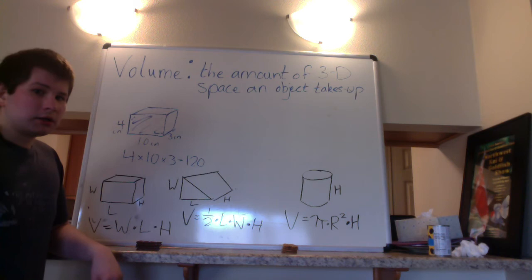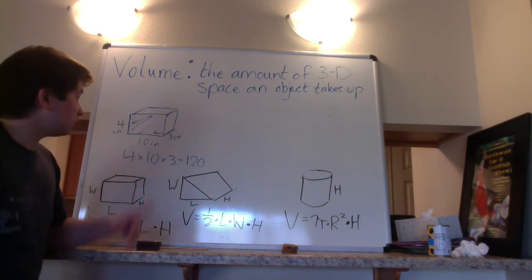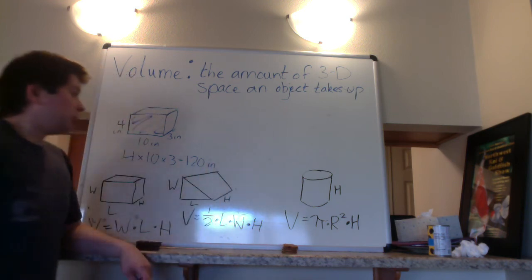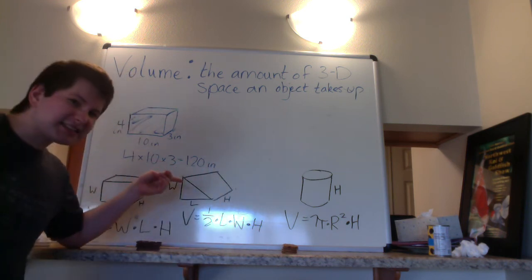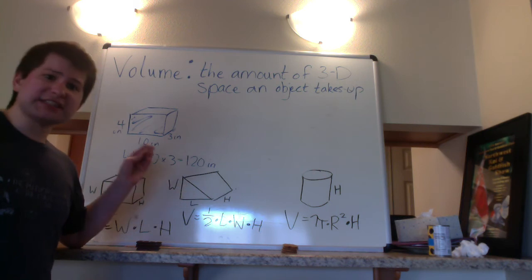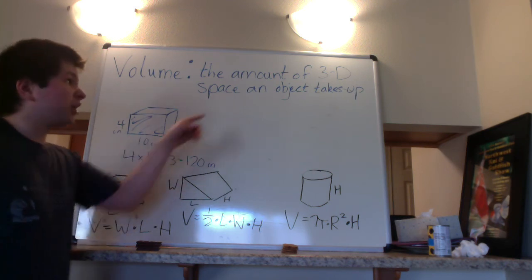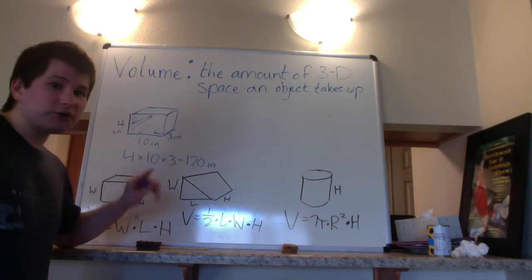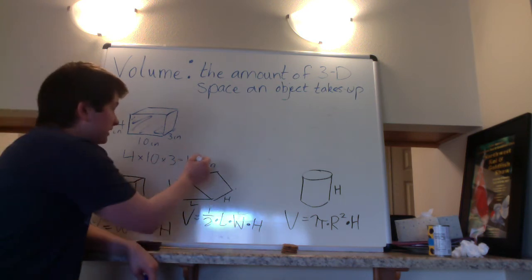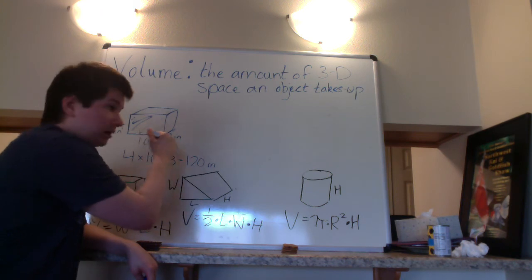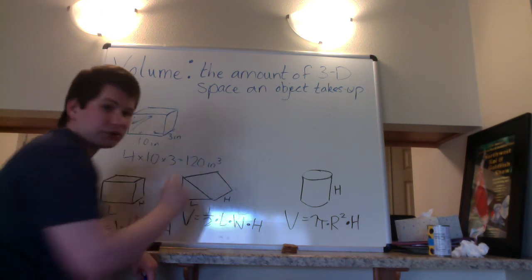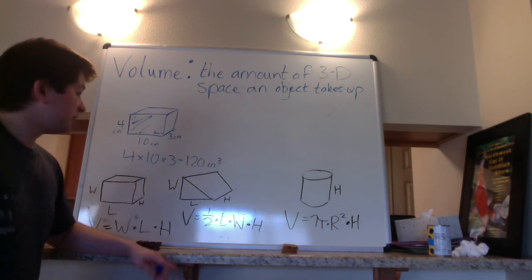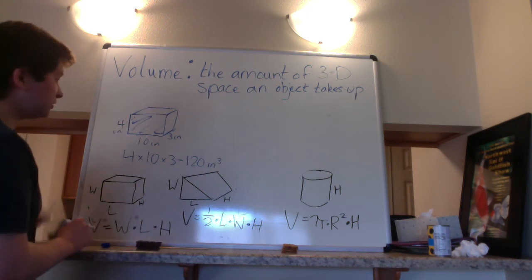120. Now, what are the units going to be? Well, we used inches as our measurement. But if I leave it as 120 inches, that doesn't make much sense because that's a unit of length, and we're talking about 3D space. So whenever you calculate volume, your units are always going to be whatever was in your problem, cubed, with that little 3 up there. Okay, let's move on to a triangular prism one.